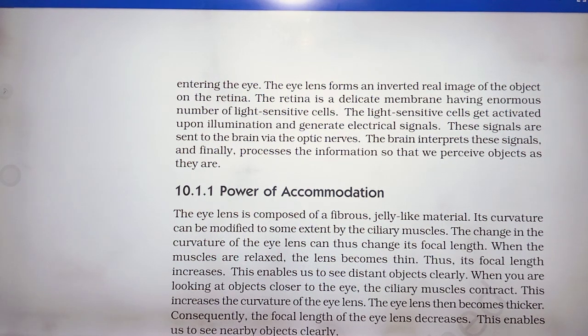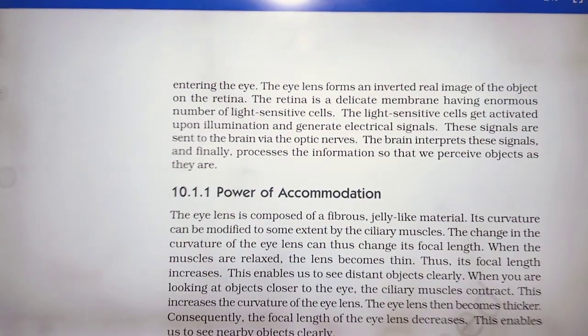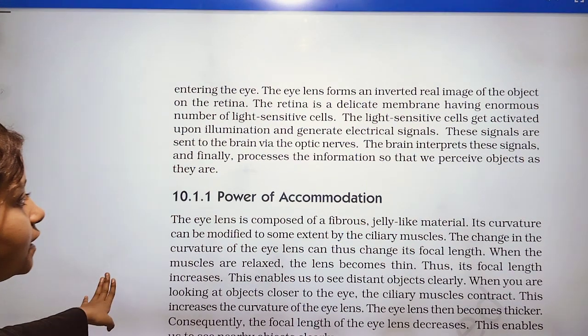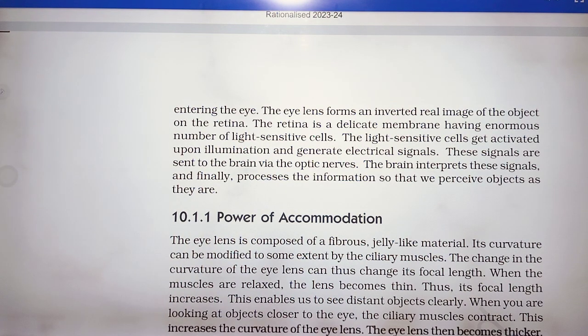Now the brain interprets these signals and finally processes the information so that we perceive objects as they are. So after the signal is sent, the brain interprets it and processes the information, so that we can see the objects as they are.